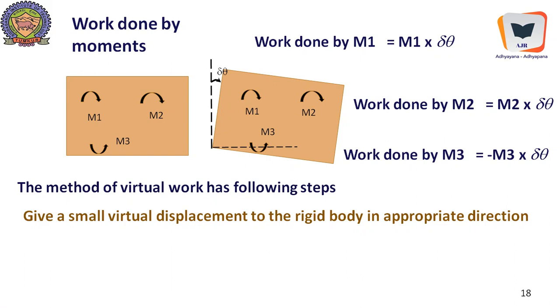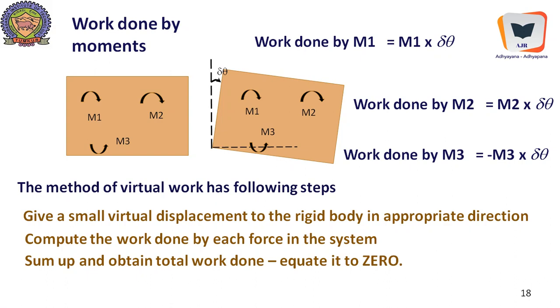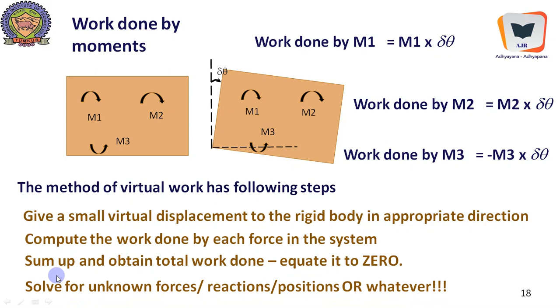Compute the work done by each force in the system. Multiply the forces or their components appropriately with the displacements that we have assumed, and develop the total work done by the system. Sum up, obtain the total work done, and equate this expression to zero. In this way, we will be able to solve for the unknowns in the system, such as unknown forces, reactions, or positions, depending on the problem.